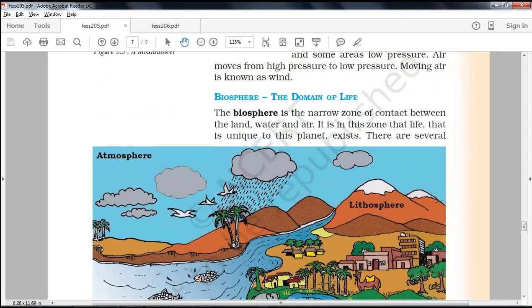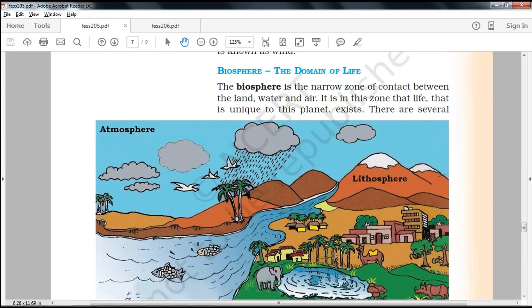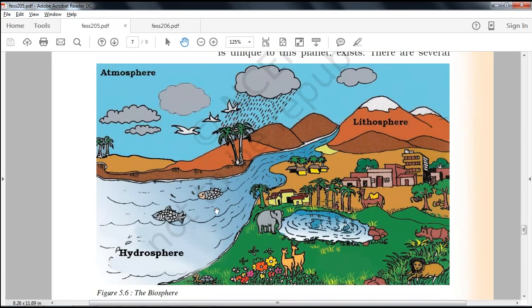So combining these 3 domains, that is lithosphere, hydrosphere, and atmosphere, the combination is called biosphere, which is the domain of life. The biosphere is a narrow zone of contact between land, water, and air. So it is in this zone that life that is unique to this planet exists. So here one beautiful picture is given, which shows the combination of the 3: land, air, and water. All these things together allow human beings and other animals and birds to sustain their lives.